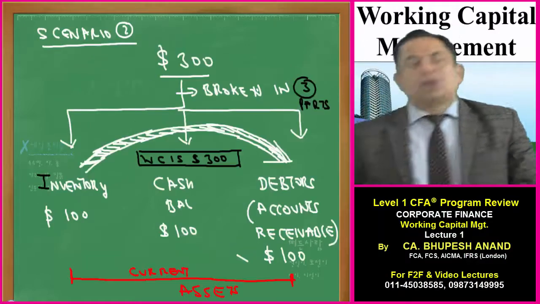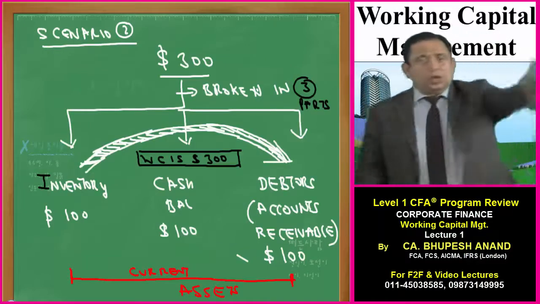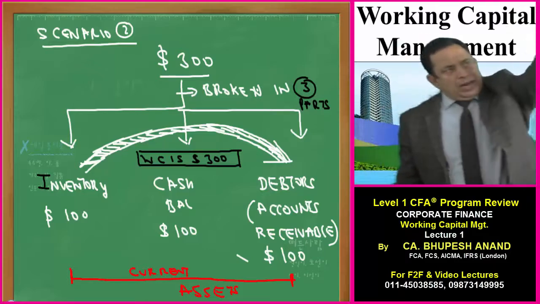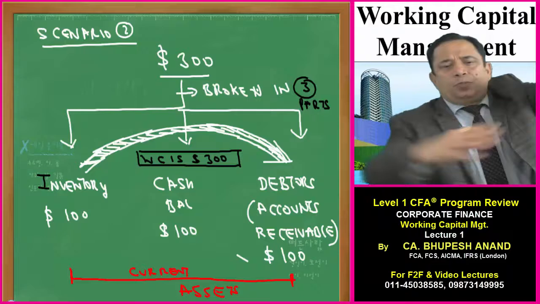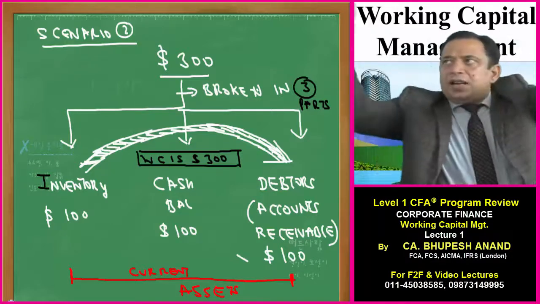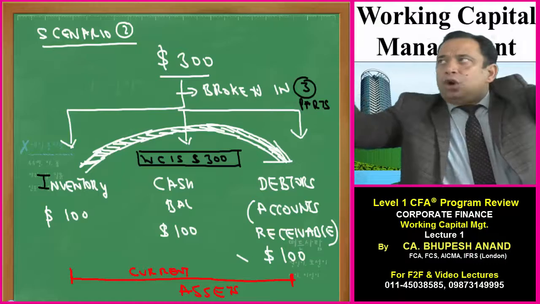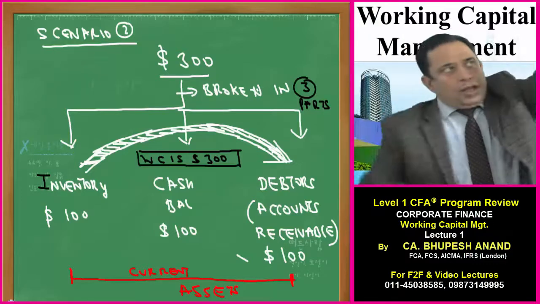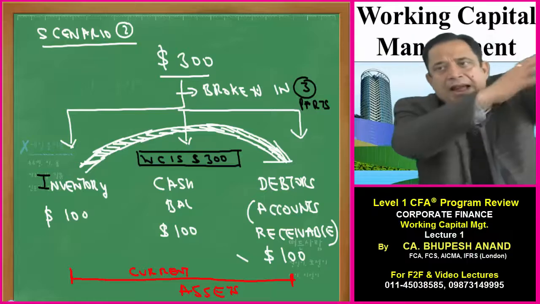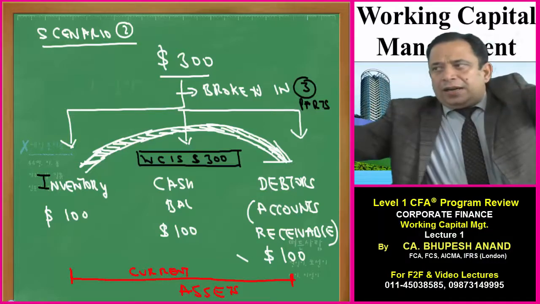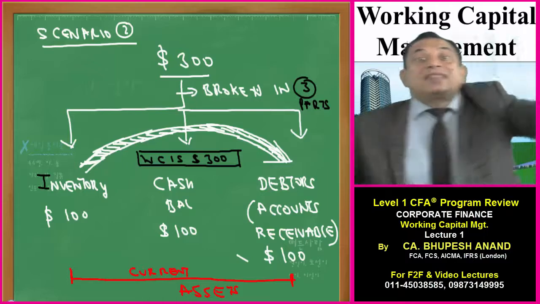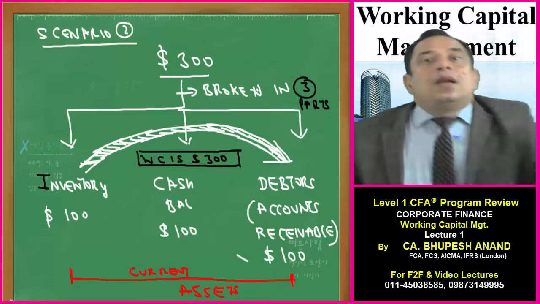And in scenario two, supposedly, out of the inventory of $200, $100 of inventory he has processed and converted into a finished product and sold to a debtor. I repeat, out of $200 of inventory, he has processed $100 of inventory, converted it into finished goods, and sold it on credit to a debtor, named accounts receivable.